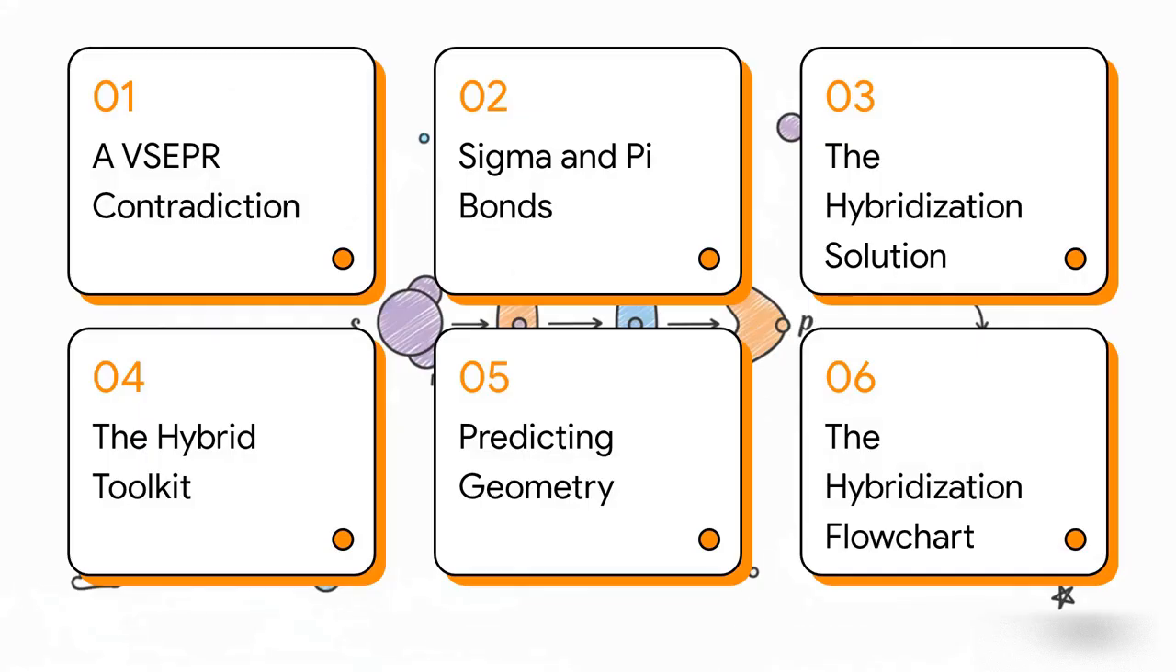Okay, so here's our game plan. We're going to start with a really interesting contradiction that VSEPR theory can't solve on its own. Then, we'll get the fundamentals down with sigma and pi bonds. After that, we'll unveil hybridization as the elegant solution, check out the essential hybrid toolkit, and wrap it all up with a foolproof guide to predicting any molecule's geometry.